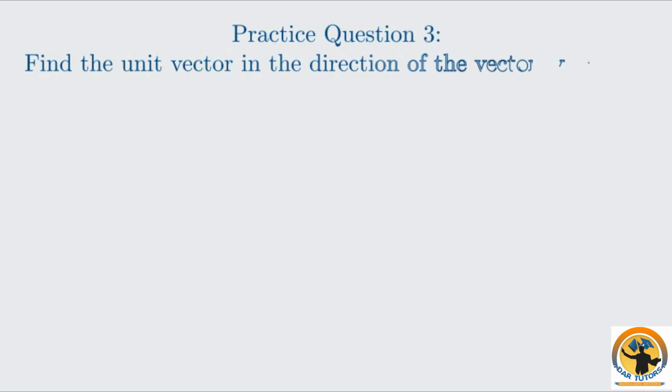Here's your third practice question. Pause the video and try to solve it. Question 3. Find the unit vector in the direction of the vector w equals (-6, 8). Let's go through the solution.